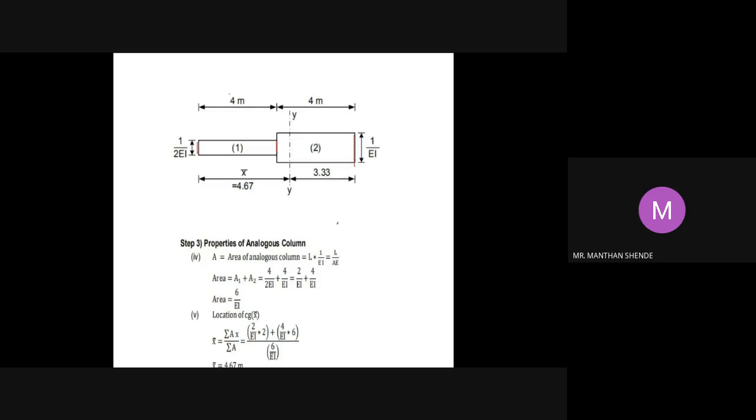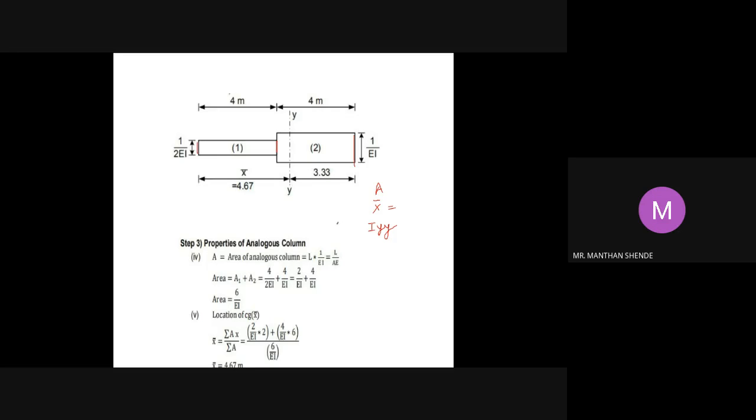We got two sections. After plotting this analogous column section, what properties do we have to find out? We have to find the area of this composite section, locate the CG of this given section, and find its moment of inertia about the y axis.